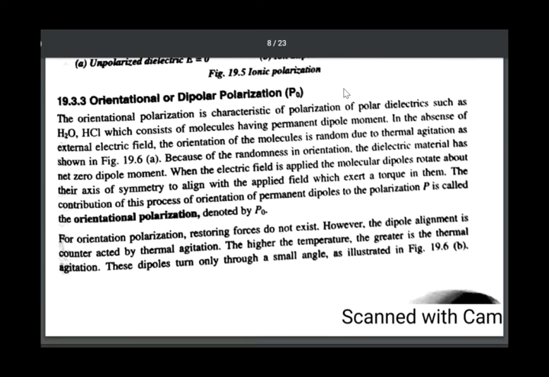In the absence of external electric field, the orientation of the molecules is random due to the thermal agitation as shown in the figure given below. We will go to the figure in a little while. Because of the randomness in orientation, the dielectric material has net zero dipole moment.